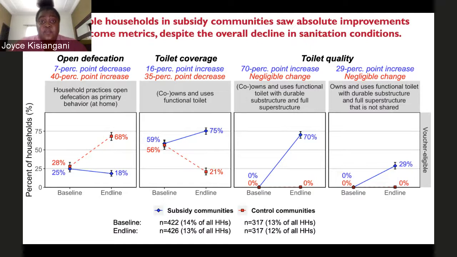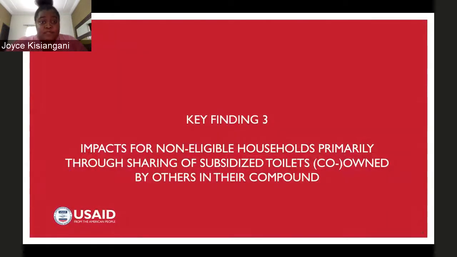So overall, we saw significant improvements among voucher-eligible households within the treatment group among all our 3 outcome metrics on open defecation, toilet coverage, and toilet quality, despite the deterioration in sanitation conditions that John described in the previous slides. Next slide. So I'll take you through the main impacts that we observed among our non-eligible households within the program.